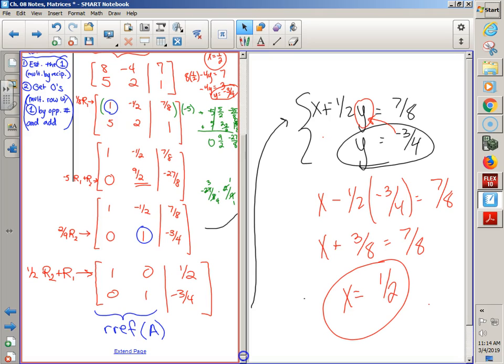Tomorrow we'll see, what do you do with a 3x3, a 4x4, a 5x5? We could just do this all day long.